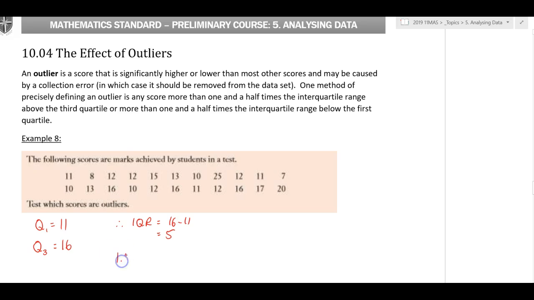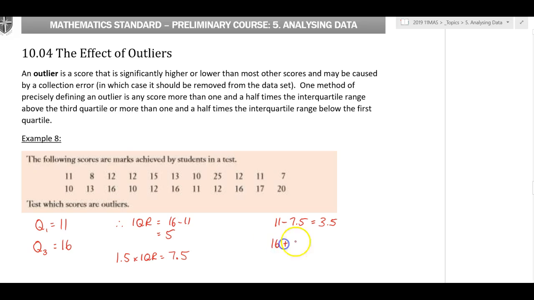Now I need 1.5 times that, which is 7.5. Now I need to add 7.5 to the third quartile and take it away from the first quartile. So 11 minus 7.5 equals, what's 11 minus 7.5? It must be 3.5. So that is my boundary for outliers. Anything less than 3.5 is an outlier. But at a glance, 7 looks like the smallest one, so we don't have any outliers at the bottom.